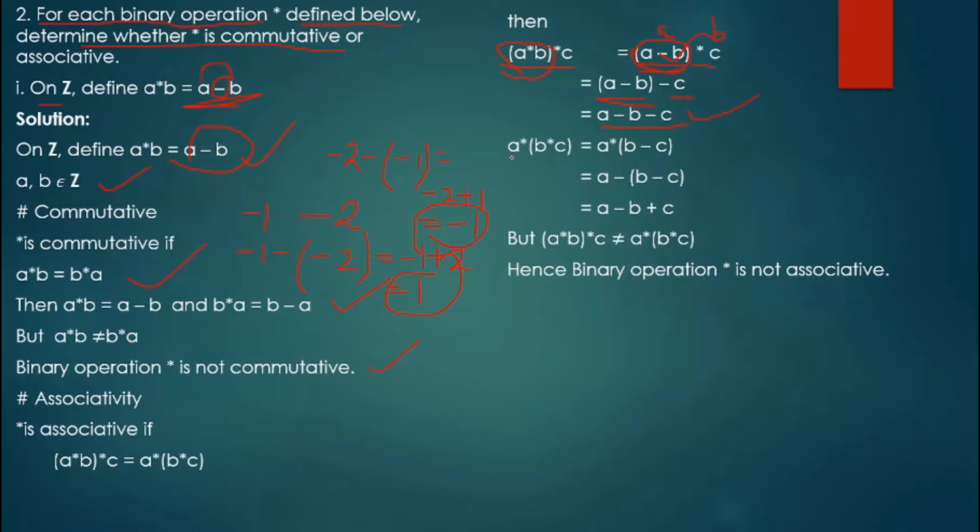Next, we'll go for A star (B star C). Keep in mind about the bracket. So equal to A star (B star C). Now it is in the form of B star C, so in the same way we apply our definition over here. Instead of A, B is there. Instead of B, C is there. So B star C is B minus C. So A star (B minus C). Did you get how it is?